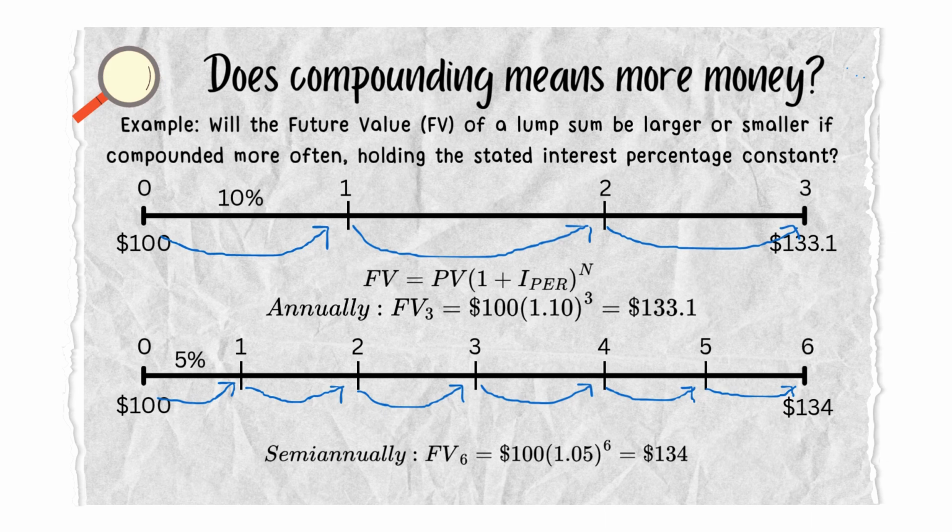Why is it so? Because there are 3 years, and in each year interest is added twice a year. Therefore, because interest is added more often, your $100 will definitely grow into a larger amount. So in this case, it grows to $134. This means that the future value will be larger if it is compounded more often.